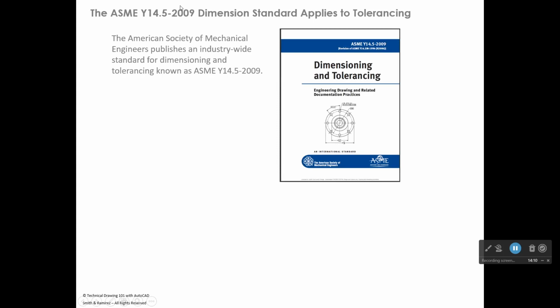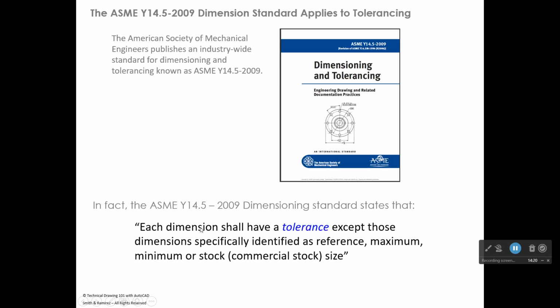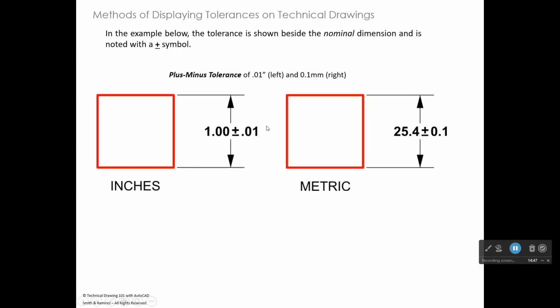Okay, so now we get back to the ASME Y14.5-2009 dimensioning standard. What the standard says is this: each dimension shall have a tolerance. So that kind of locks us into thinking about, for every dimension that we have, we need to have a tolerance. Now there are a few exceptions, and I haven't explained those yet, but let's just think in terms of every dimension shall have a tolerance if you're dimensioning per the ASME Y14.5 standard. So I'm going to skip through some of this.